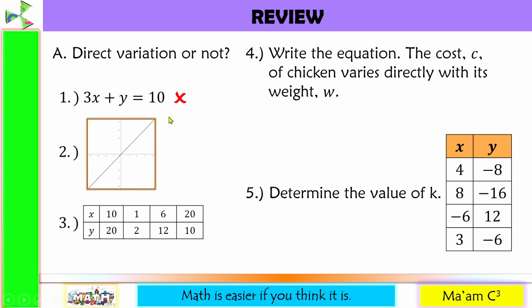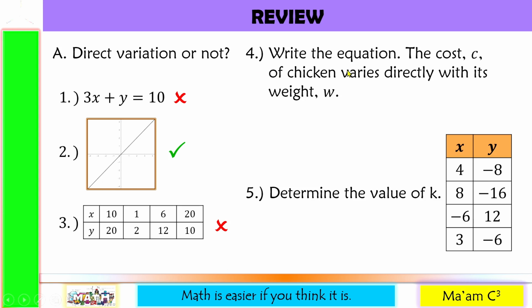Number 2, this is a straight line that passes through the origin. So yes, this is a direct variation. Number 3, 20 divided by 10 is 2, 2 divided by 1 is 2, 12 divided by 6 is 2, but 10 divided by 20 is 1 half. So this is not a direct variation.